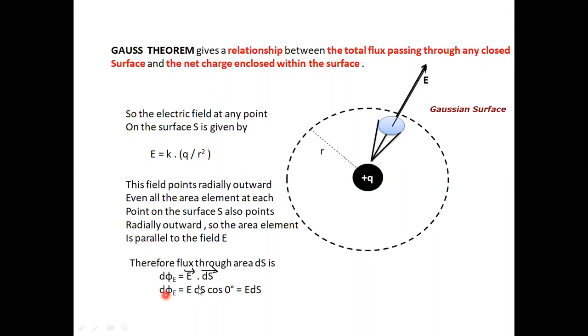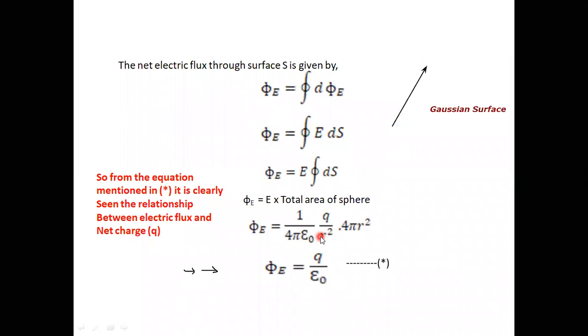So why have we taken d phi? Because we are finding electric flux only through this surface ds. But if we want to know our electric flux value through this entire Gaussian surface, we will integrate this d phi and we will be able to find our phi value. So the net electric flux through the surface S is given by phi E equals integration d phi E. So d phi is the electric flux through that surface of area ds.